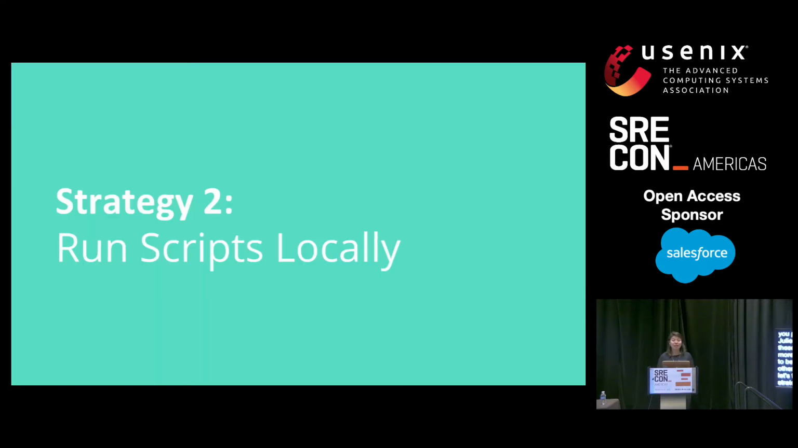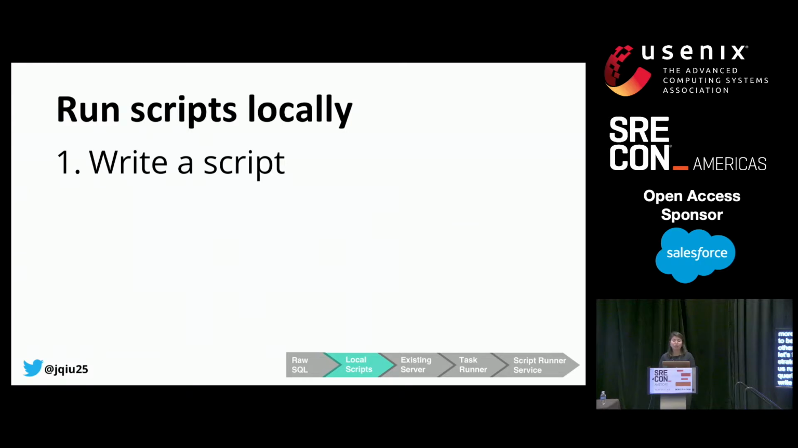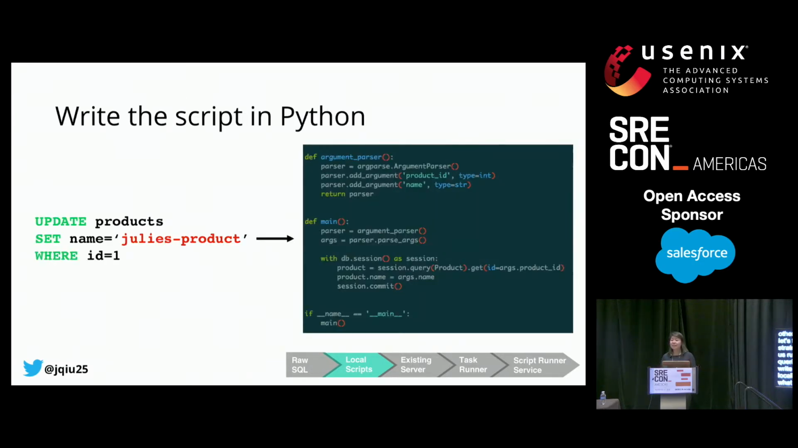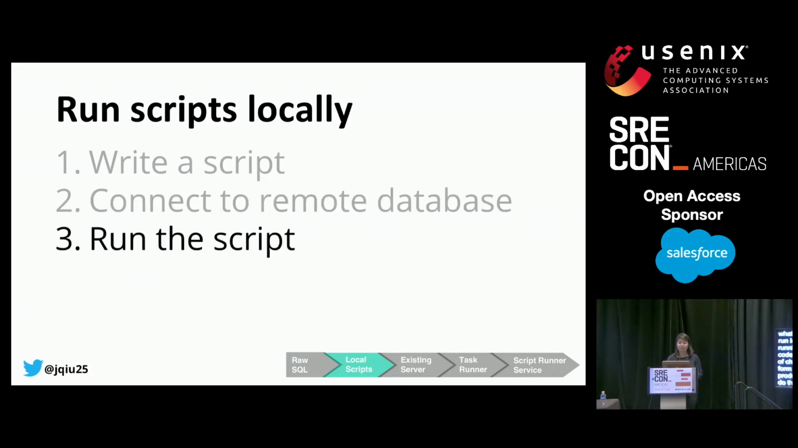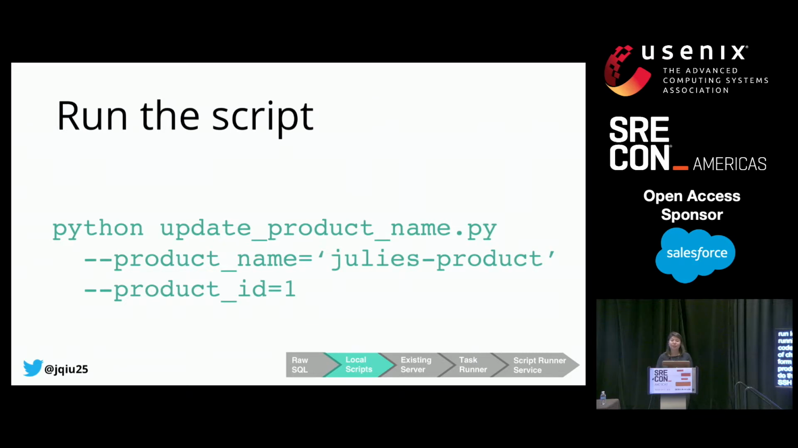So the next strategy is we're going to write scripts and run them locally on our machines. And here's what that process looks like. To run scripts locally, we'll start by writing the script. You'd convert that SQL logic to code in your programming language of choice. And then we're going to form a connection to the production database. So you can do this using either a VPN or an SSH gateway. And lastly, we just run the script from your terminal. In Python, this is what that command might look like.